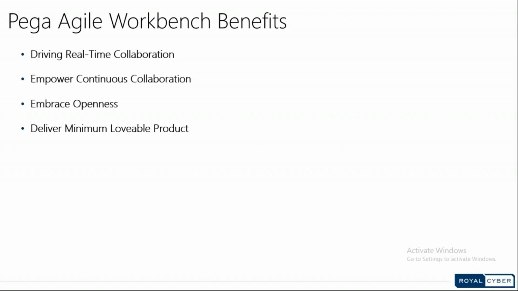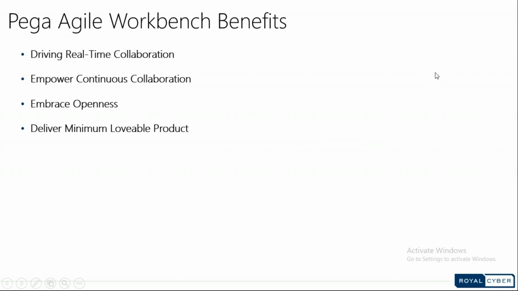It could be your team, your stakeholders, your users, your business team, or your testing team. So you can even build your own test suite within Pega itself. And obviously that will bring openness across all the stakeholders, and it will also help to deliver the minimum lovable product. You don't have any communication gaps in between, as you are getting instant feedback from the users. You can develop your application and minimize the gaps in the development.